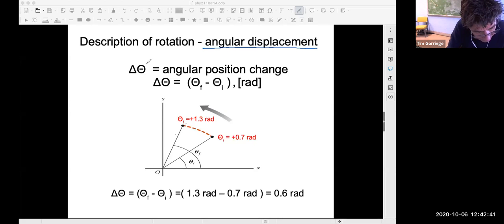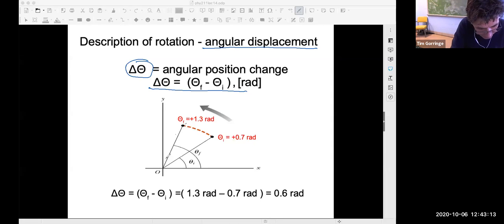So angular displacement, delta theta, is your change in angular position. And we can write that as a little equation. I've done that here. It's your final angular coordinate minus your initial angular coordinate. We can measure that in degrees, in complete turns, or in radians. I've written the units as radians.